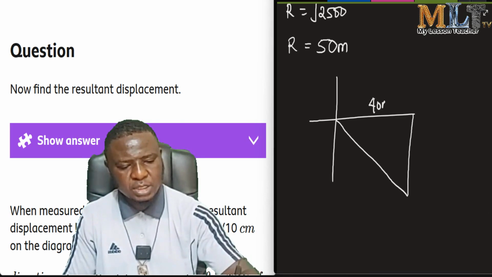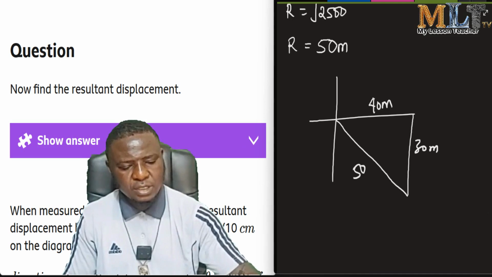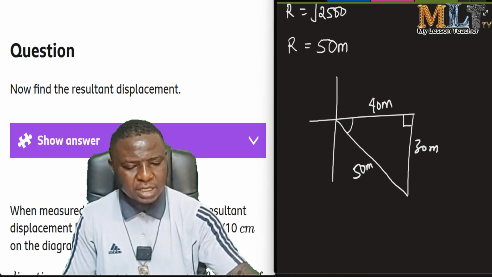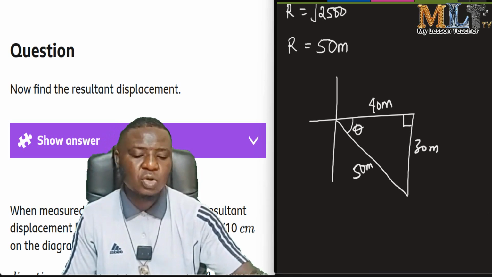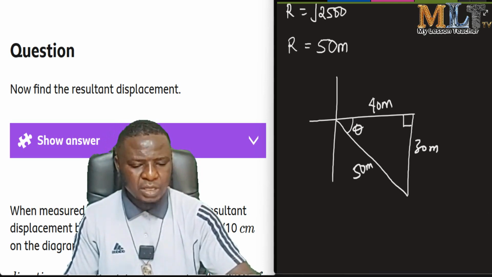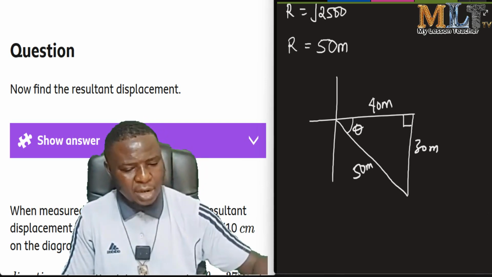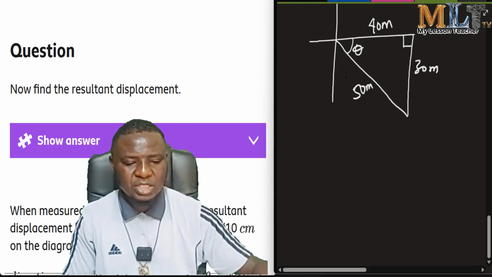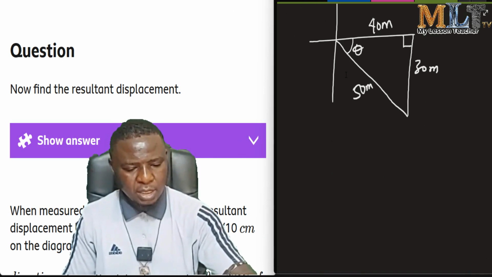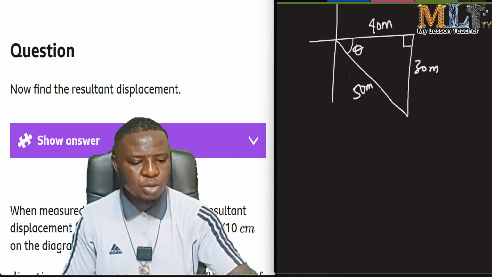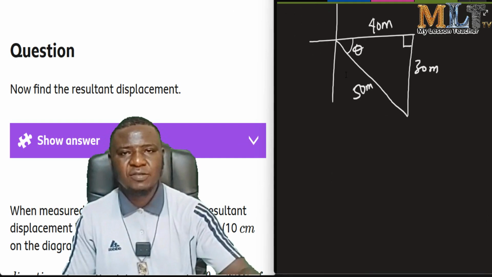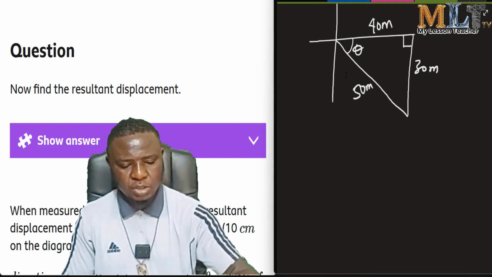This is 40 meters, this is 30 meters, and this is 50 meters. This is a right angle triangle, so this gives us the direction. Let's call it theta. For us to get the angle theta, you use your Pythagoras theorem, which says opposite over adjacent gives you the tan of angle theta.